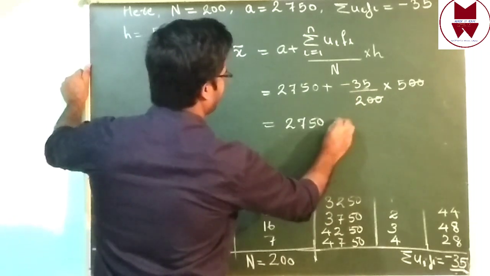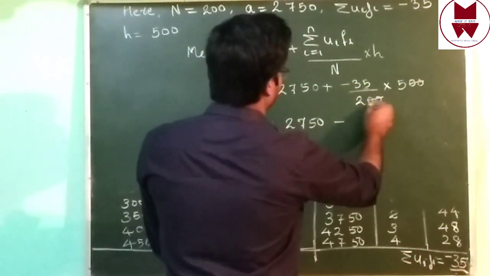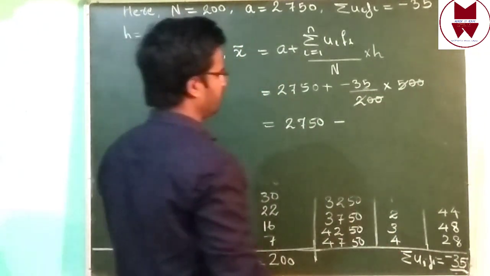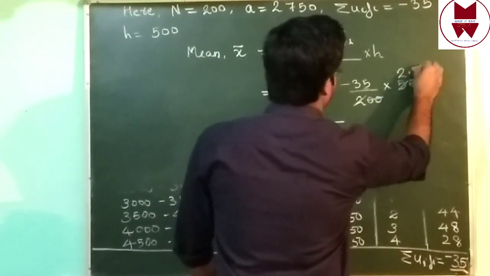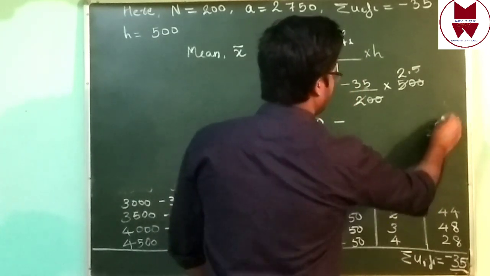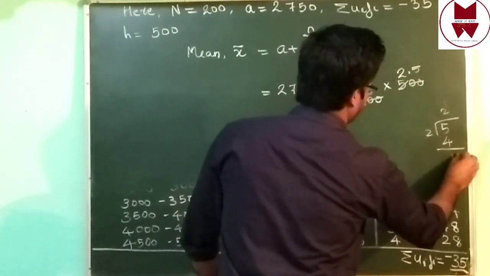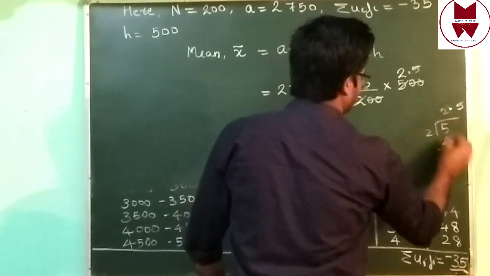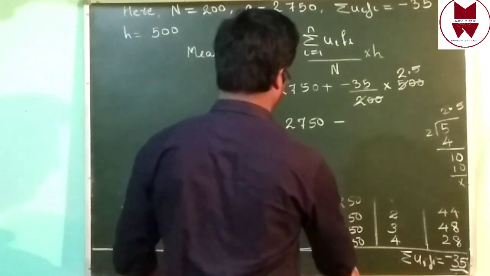2750 plus, into minus, we can write minus. Then cut this 2. In 5, how many times 2? We can do 2.5. Check it, 5 divided by 2. In 5, 2 times, then 2 into 2 is 4, then 1. Add a 0, same time put the point. In 10, 5 times, 5 into 2 is 10. That means we will get 2.5.